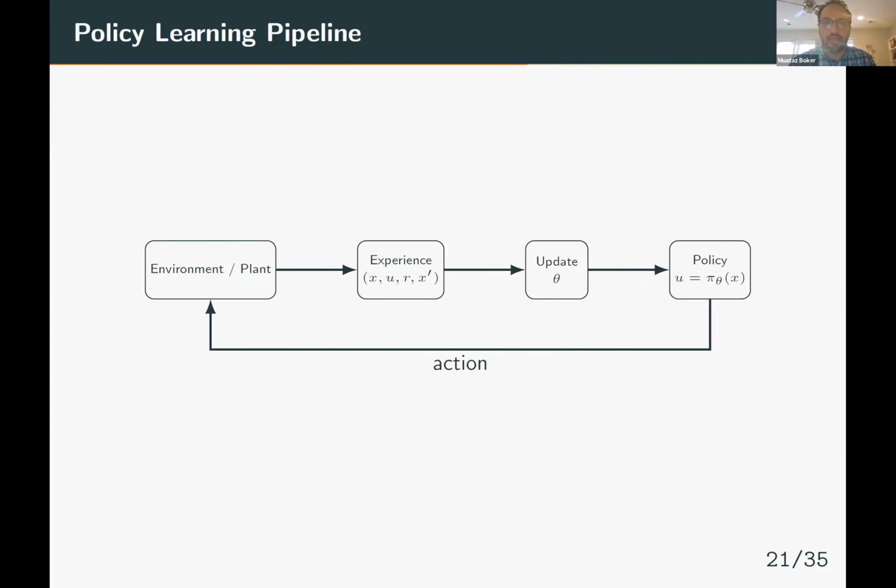For policy learning, you have the plant environment, and that gives you the experience or the data, right? Based on that, you update theta, and you take the policy, apply it to the system, measure the data, and solve the optimization problem or the reward function, come up with u, and so on. So this is reinforcement learning.